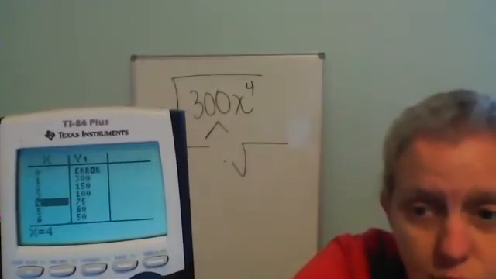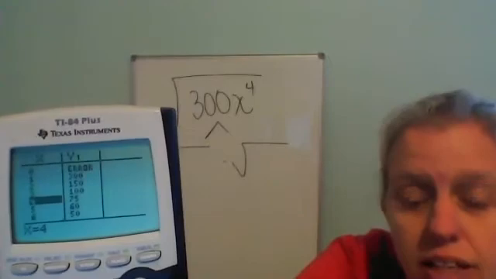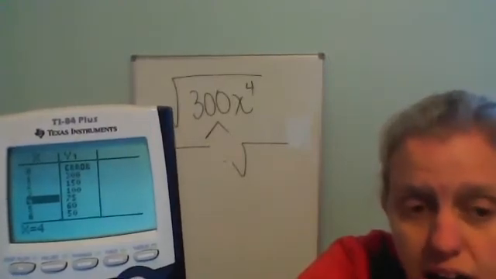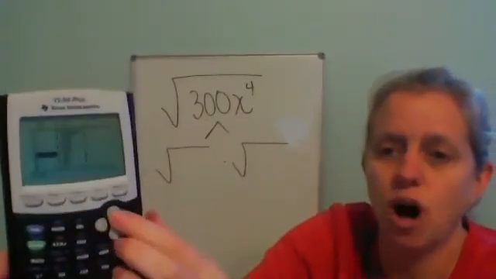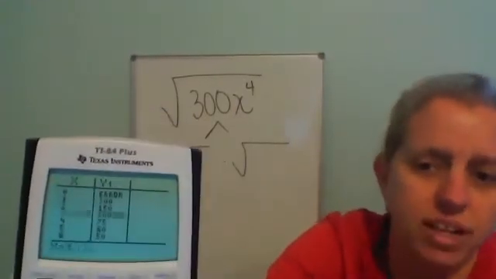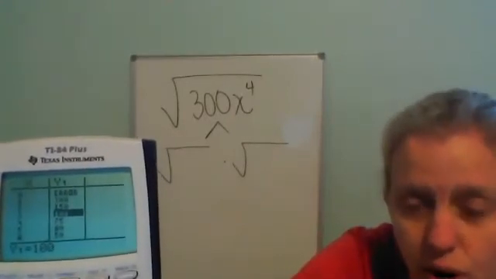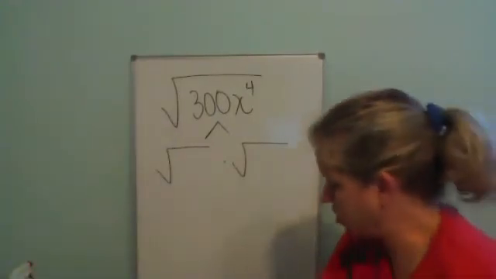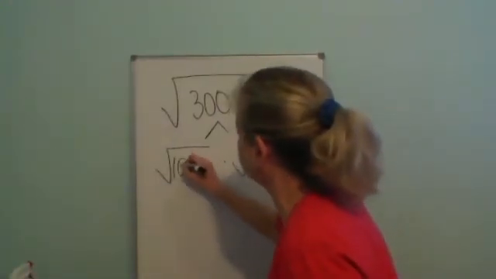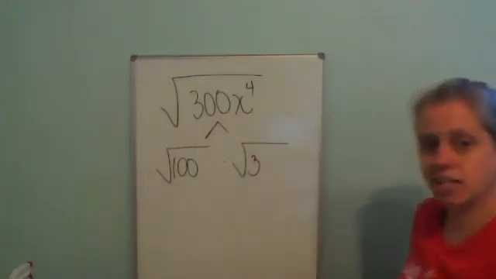So I'm in a situation where I have more than one number that goes into 300 that's a perfect square. If that is the situation, you always want to go with the highest. Since 100 is the highest perfect square factor, that's the one you're going to choose. So I'm going to put the 100 here as my perfect square. 100 times 3 is 300.